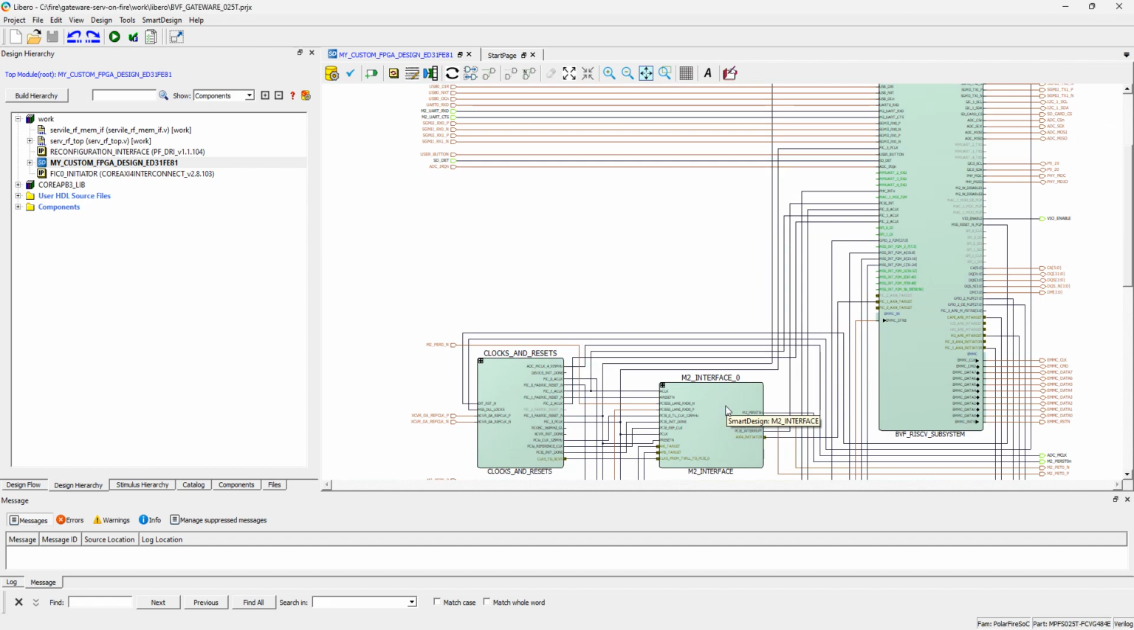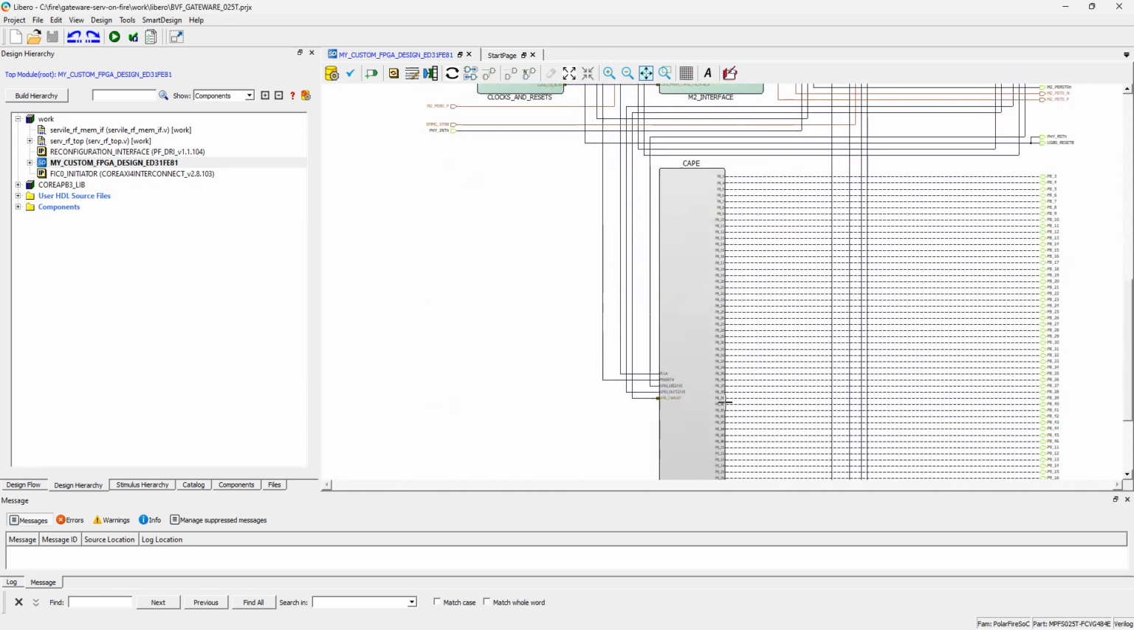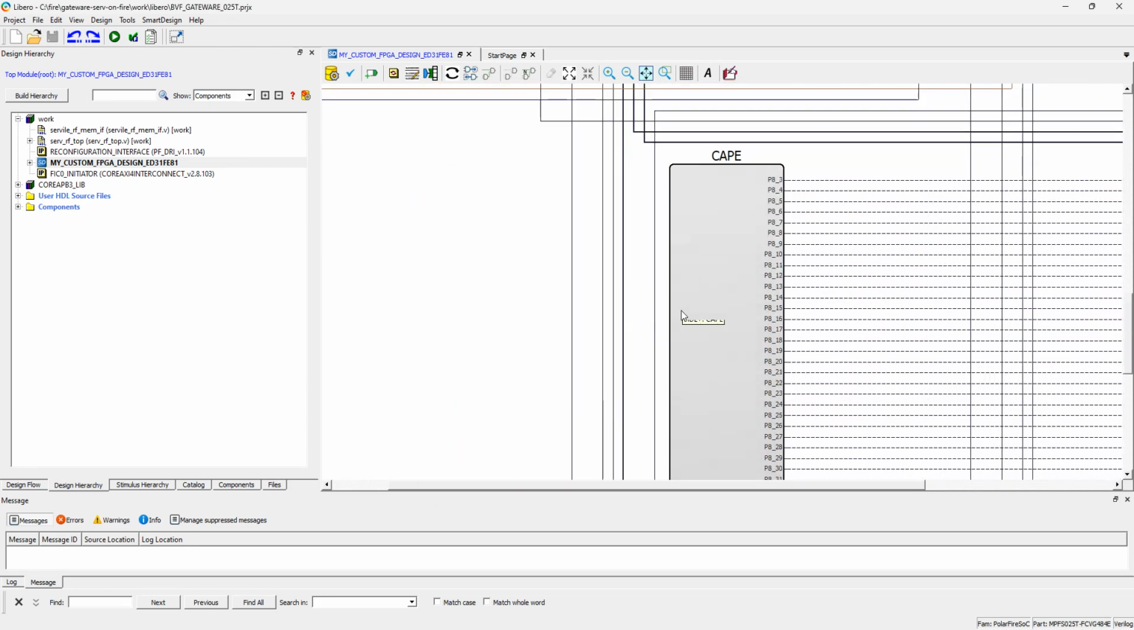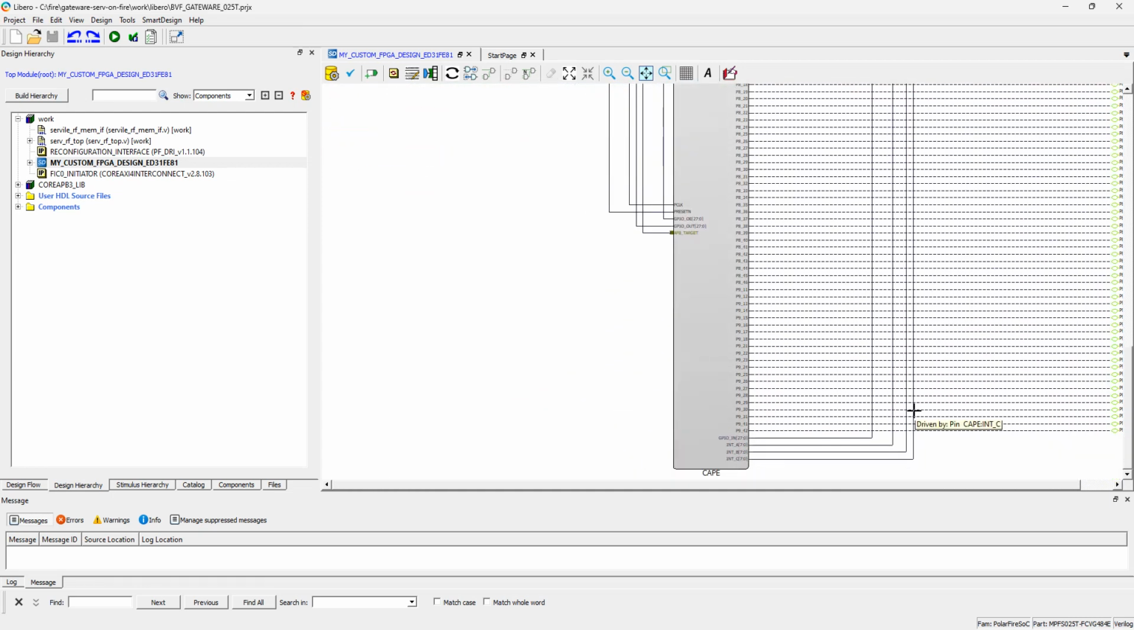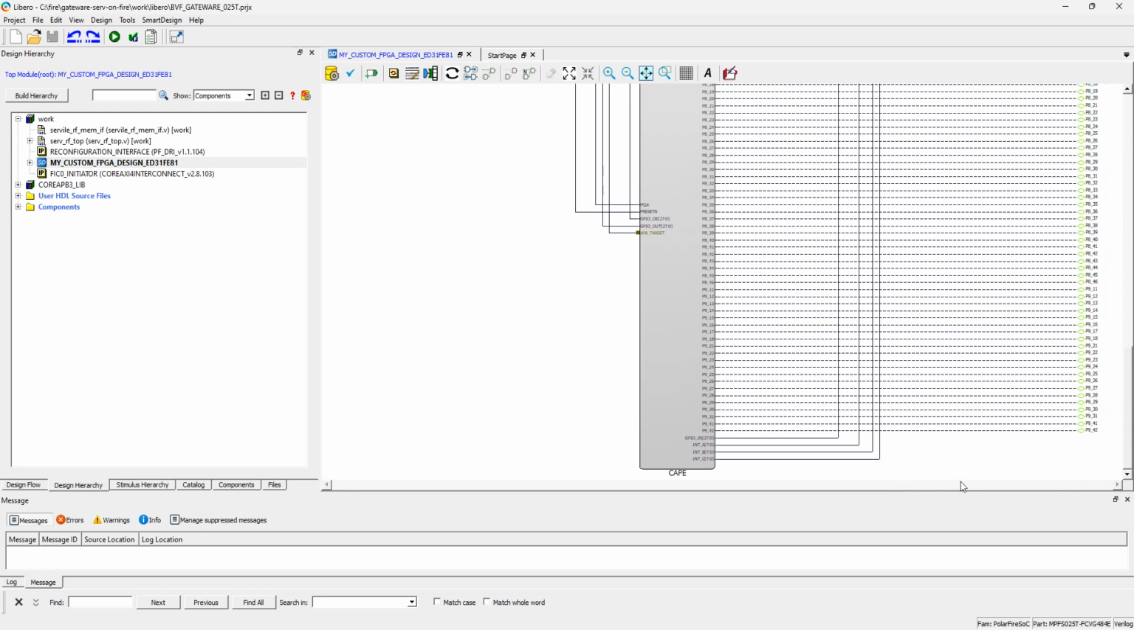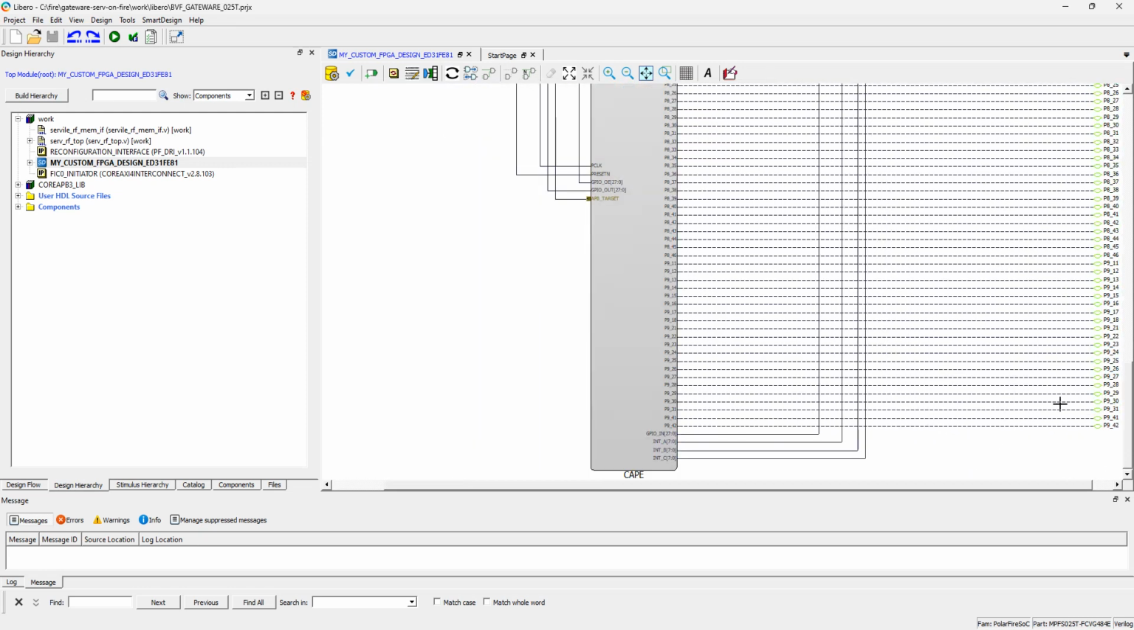That's what plugs up to our Wi-Fi. And here we've got the cape with all these bidirectional signals going in and out of the cape. And so those are all the signals that we can connect to.